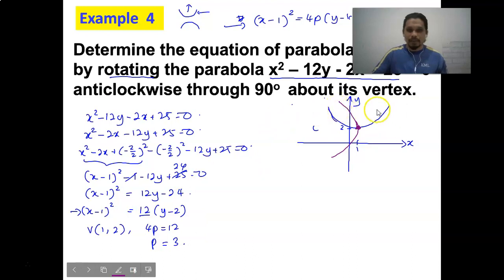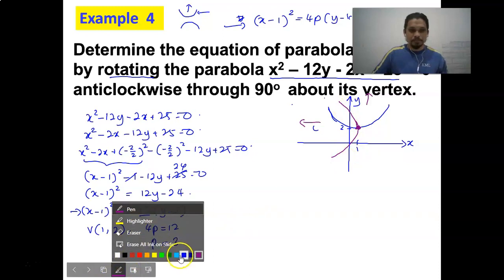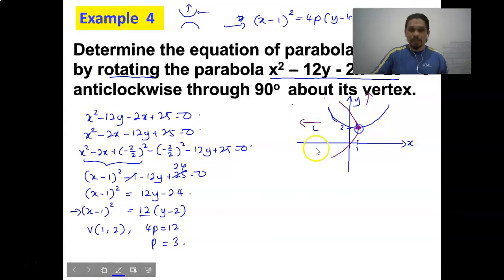So from this graph, which is facing upward, rotate 90 degrees anti-clockwise, then the graph will be facing to the left. So this is the new parabola now. Look at the first parabola before it switched from facing upward to facing left. The vertex is (1, 2), and p equals 3, positive, facing upward.